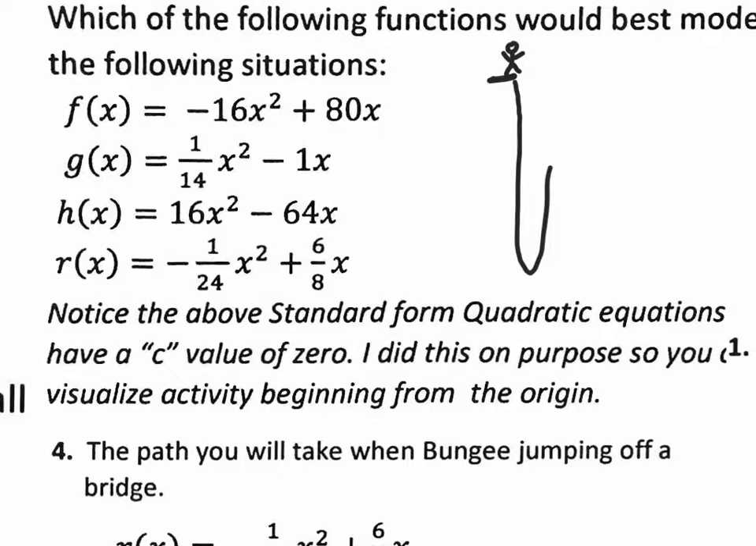H of x, right? H of x, because it's positive, that means that it opens up. That's what you want. It is vertically stretched, which is pretty narrow. Okay. So do we understand how we could tell which parabola best models which situation with the a value? Yes? Okay.